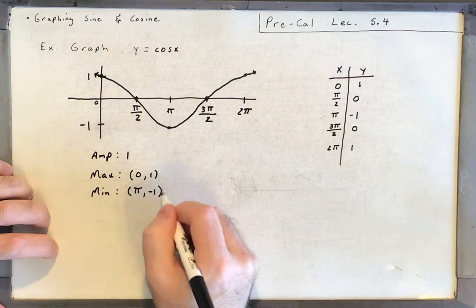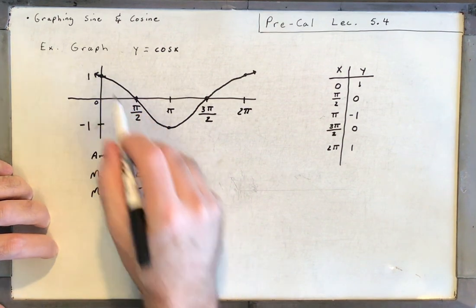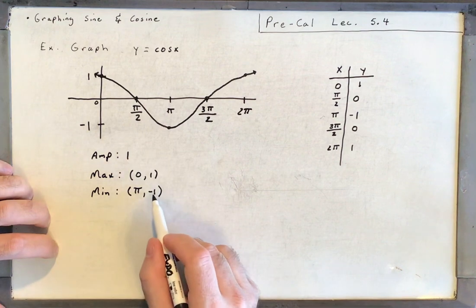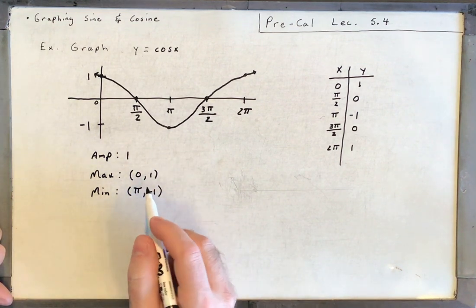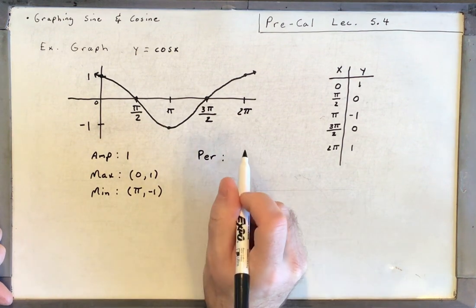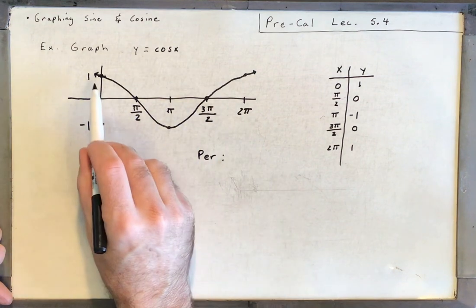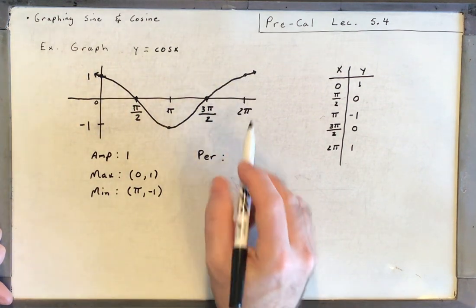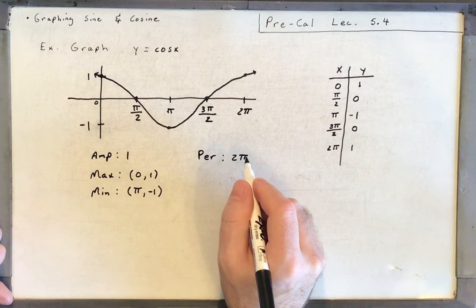Sometimes for max and min, you're just asked for the y value. What is the max? Well, the max is 1. What is the min? The min is -1. It's the y value they're asking for. I'm giving you the points here. Our period, what is the distance, the x distance for one complete cycle? We start here, we finish here. Well, it's 2 pi. I'm going to show you how to calculate that in just a minute.